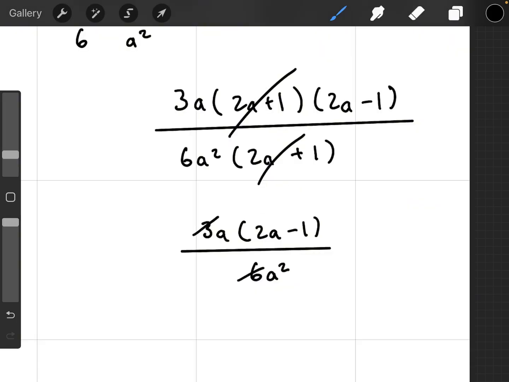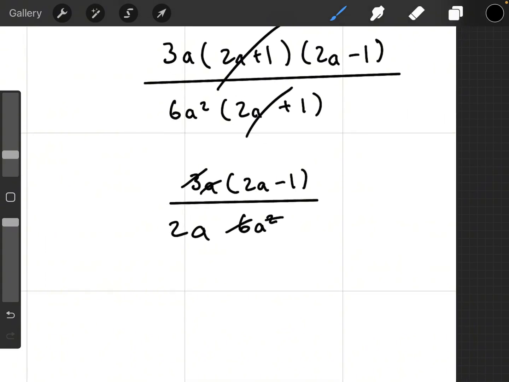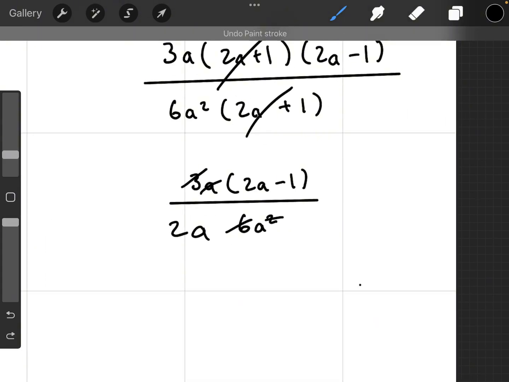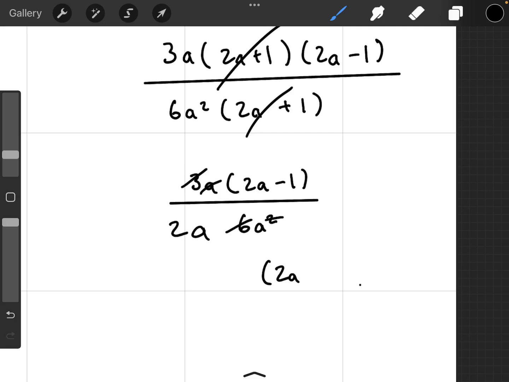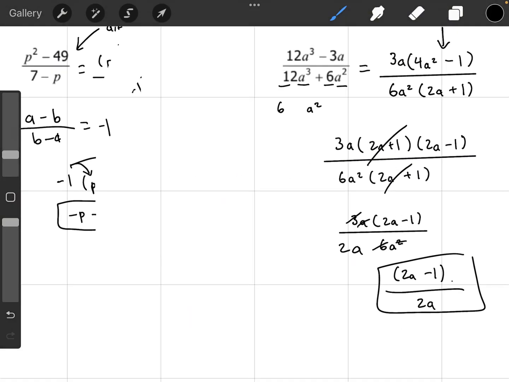From here, we can simplify that 3 goes into 6 2 times, and a goes into a squared once, so we're just left with a. So now we have 2a minus 1 over 2a.